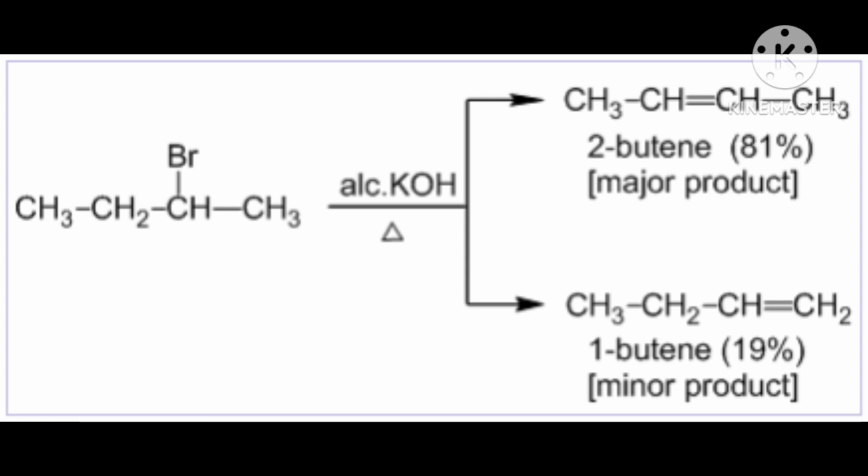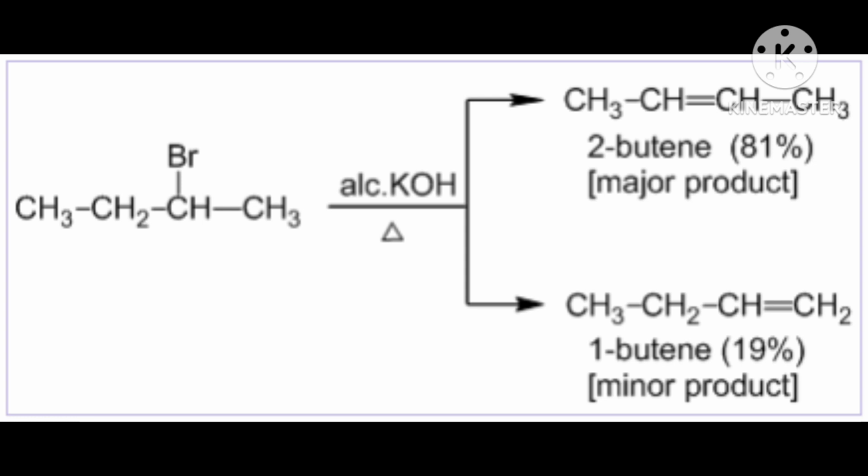Okay, this is pent-1-ene. Between the first and second carbon, that is pent-1-ene. This reaction will take place in the presence of base, OH minus you can tell. But this product, pent-1-ene, is only 19%. Only 19%. Okay, minor product.